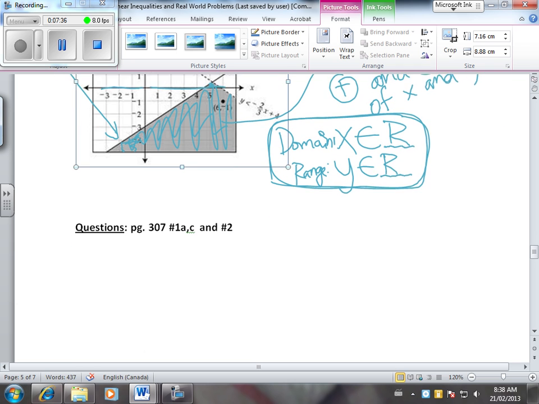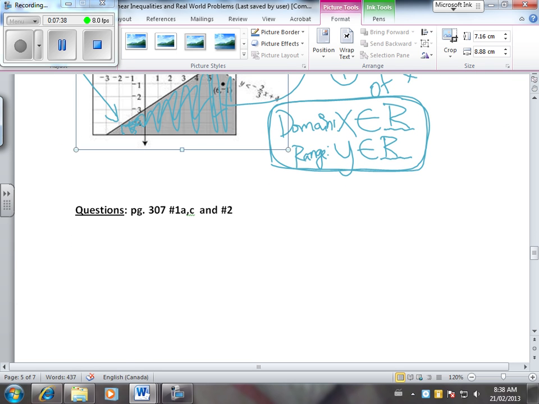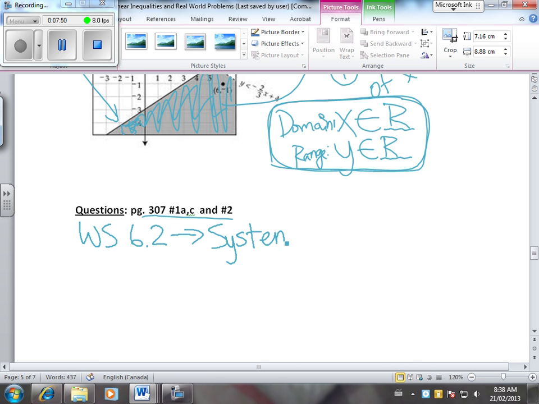So right now in the textbook, I'm going to get you to work on questions from page 307, and also the worksheet 6.2, the one on systems, so the one with graphs on it. I will not be collecting this, okay? On Tuesday, actually I will post the key, so try it and then check your answers.